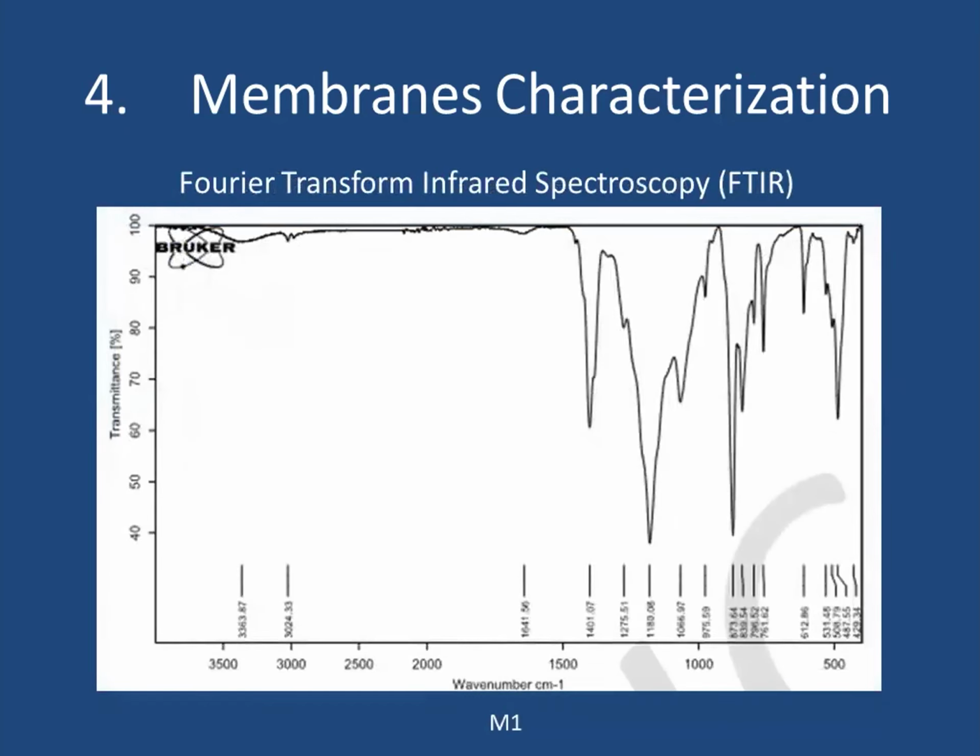Returning to the three membranes, we have three peaks that are common to all three membranes. At 1137 wave number, we can see the sulfonic group, and at 1237 wave number, we can see the ether aromatic group. At 834 wave number, we can see a peak of the aromatic group. This means that the three membranes have the same base material, but M2 and M3 only have Chitosan.